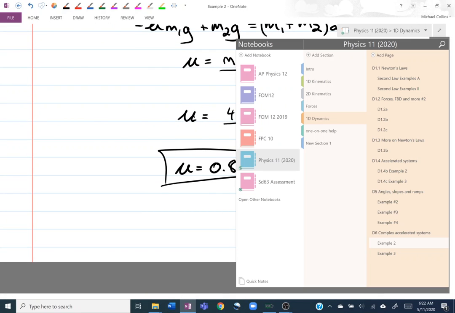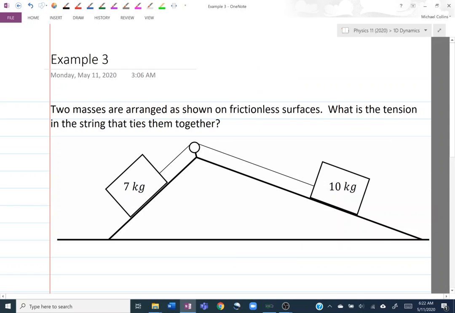Let's look at our final example for this unit. Two masses are arranged as shown on frictionless surfaces. What is the tension in the string that ties them together? So this is kind of like the hardest one we're going to do. I'm going to add this in now because I forgot to, but we need to know that this is a 43-degree angle, and that this angle over here is a 22-degree angle to complete the question.